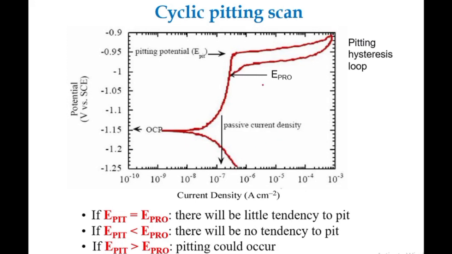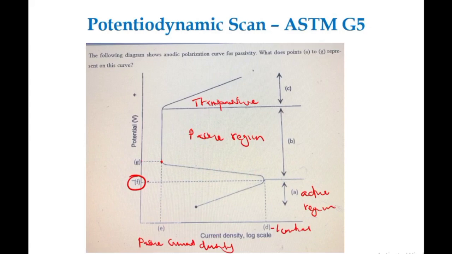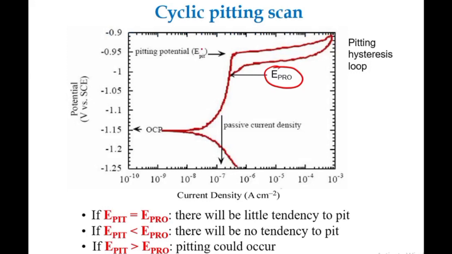So we have the E protected, we have the protection potential. We said in the question that we have the protection potential. This is the protection potential. We have the protection potential, and we have the E-pit, that's the pitting potential. So there's a relationship between the pitting potential and the protection potential. Let's look at this. If the pitting potential is equal to the protection potential, there will be little tendency to pitting.